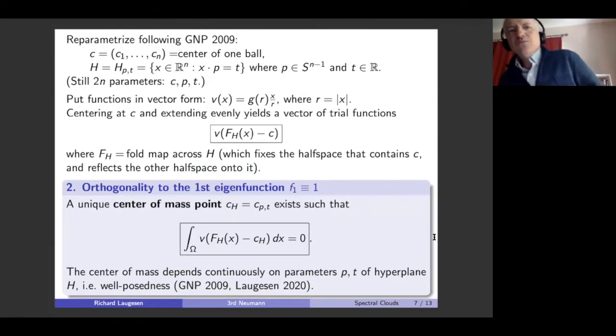Okay, so we're going to parameterize differently now, and we're going to parameterize in a way that follows what Girouard, Nadirashvili and Polterovich did, rather than using the centers of the balls as the parameters, which is what Bucur and Henrot did. We're going to parameterize using the center of one of the balls, so that gives us n parameters. And for the other, we'll use the hyperplane. So go back to this picture here.